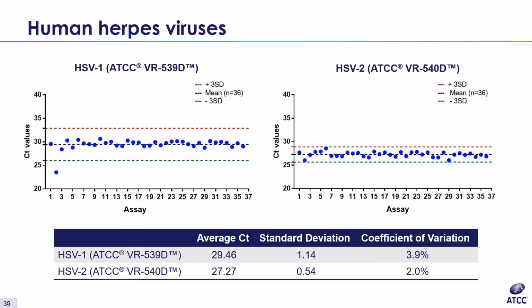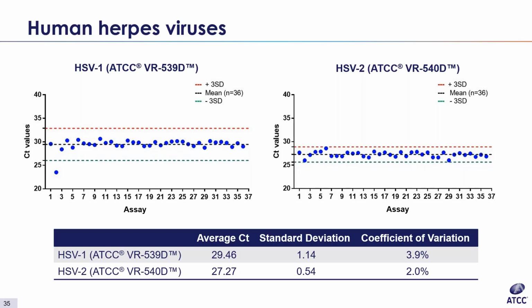As an added element to our own HSV work, we sent vials of a non-quantitated version of the material that is prepared using many of the same processes to the Cincinnati Children's Hospital Medical Center. There, the DNA was diluted 1 to 1,000 and used in a laboratory-developed test by the pathology department over a 3-month period by 3 different operators in 36 total assays for each virus.